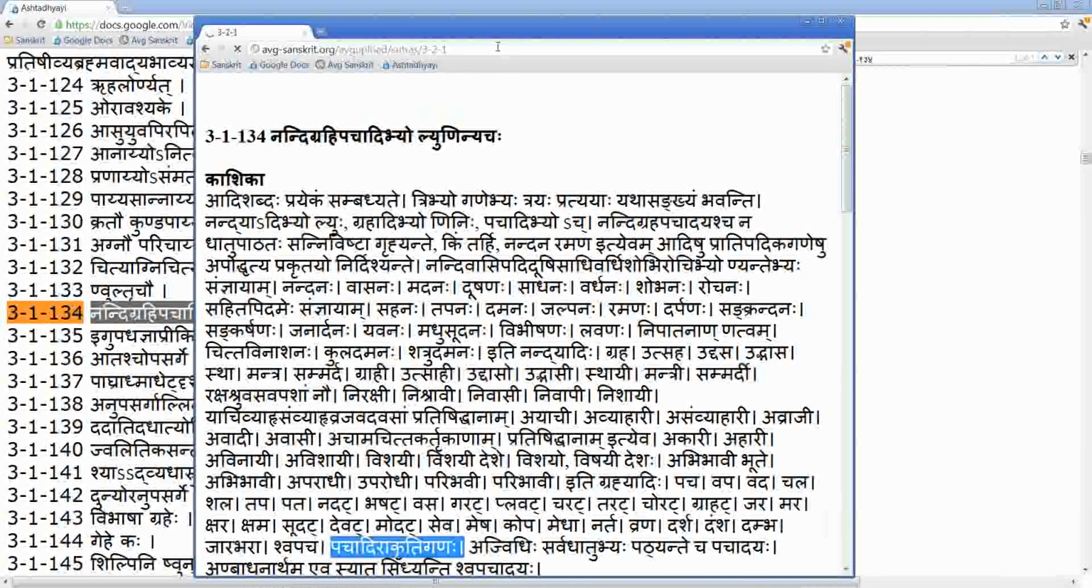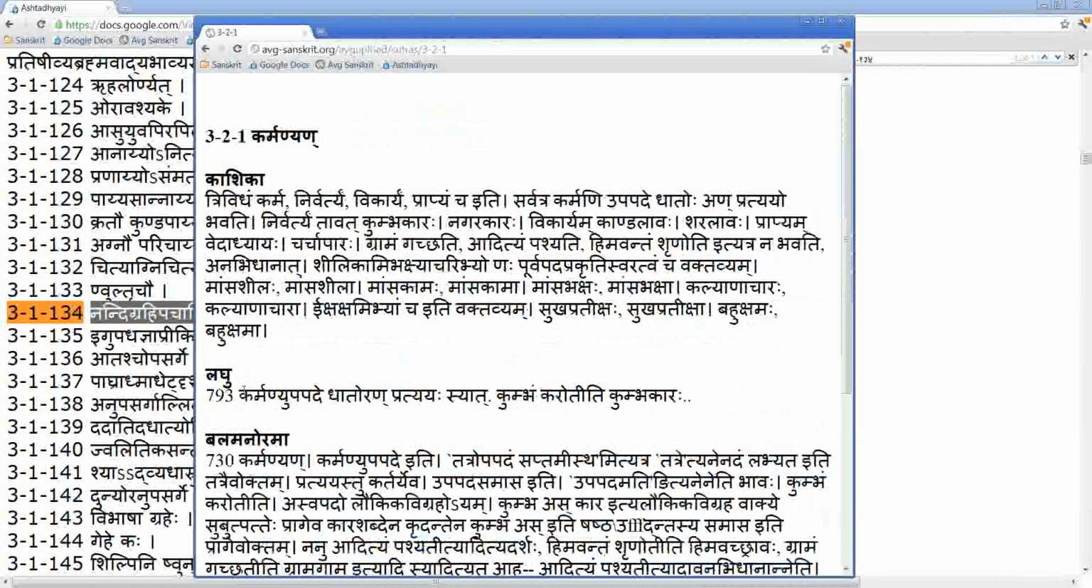321 says what? Karmani upapade. So there you have it. Dhatoh an pratyayah. So now you know this depends on the upapadam. It has to form an upapada samasa. But if the upapadam is not there, then we cannot use that pratyaya. Again, samasa can only form with a subanta; it has to be a subanta. If it is a tinganta, you cannot form a samasa like that.